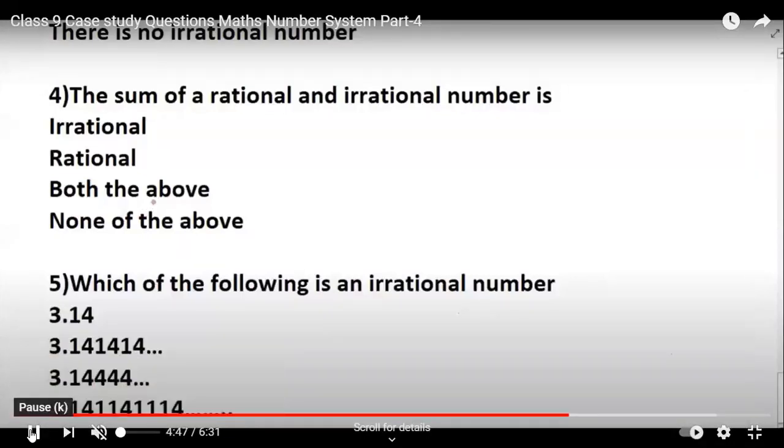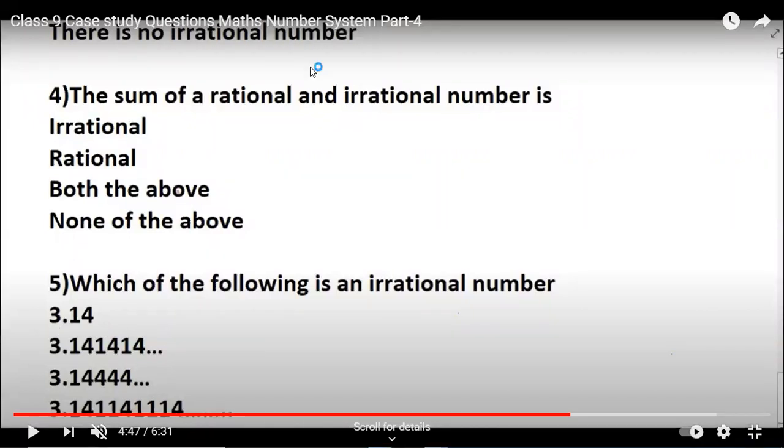So next is, which of the following is an irrational number? 14 is your rational number because it can be written as 14 upon 1. Then 3.14. Now in 3.14, there are only two digits after the decimal. This means it is terminating, and terminating represents a rational number.